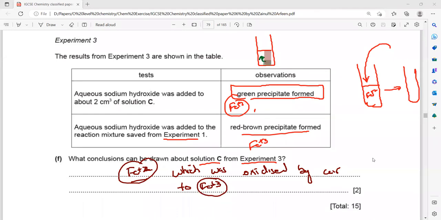Is this clear, the last part? Yes, sir, clear.